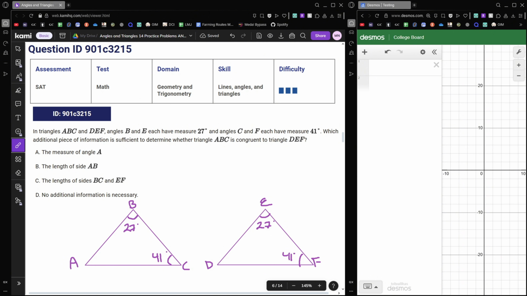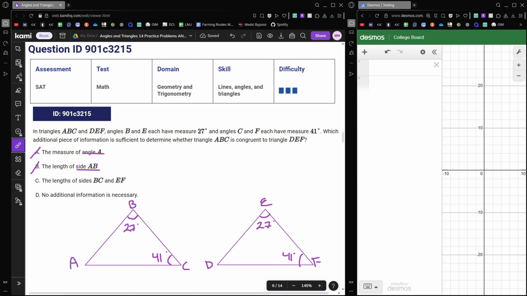Now there are 5 proofs for congruent triangles. You have side angle side, side side side, angle side angle, angle angle side, and hypotenuse leg. Now for all these proofs to work, you need to have pairs of corresponding sides or angles that are equal. So basically, you need to have equal sides and angles in both triangles. However, if you go ahead and look at answer choice A and B, they only give you an angle or a side in one triangle. We're missing information about the other triangle, so it can't be A or B.